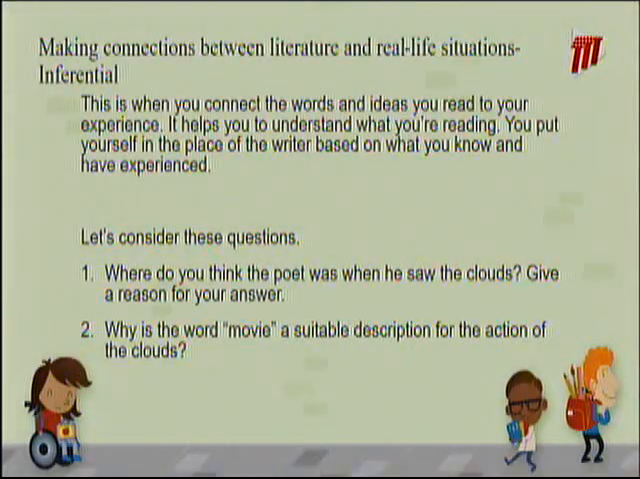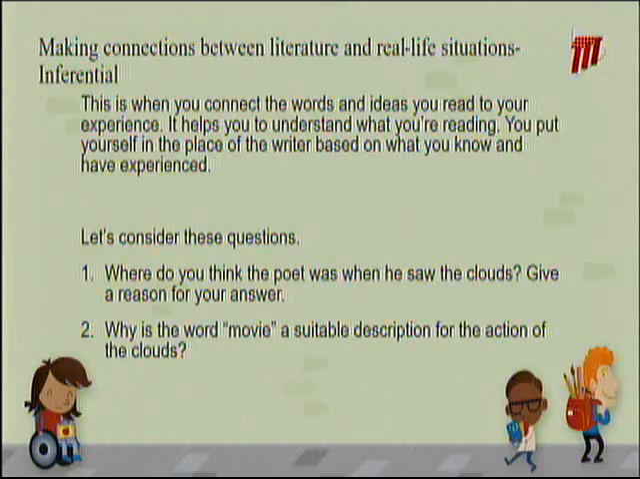These are inferential questions because they ask us to connect what we would have read with our real life experiences. This is when you connect the words and ideas you read to your experience. It helps you to understand what you're reading. You put yourself in the place of the writer based on what you know and what you have experienced. Let's consider these questions. Where do you think the poet was when he saw the clouds? Give a reason for your answer. Why is the word movie a suitable description of the actions of the cloud?